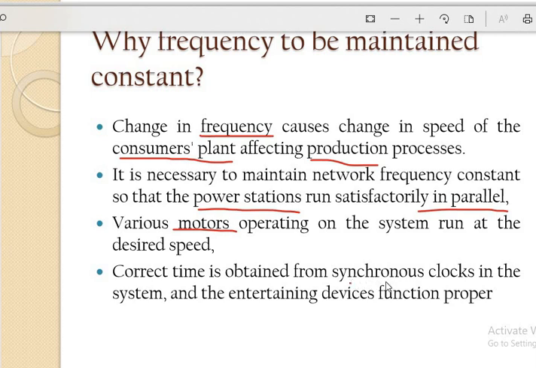In most of the plants there will be some clocks which are configured for our supply frequency. So for everything to function properly, most of the equipment, every clock, every timing system, is designed for a frequency of 50 hertz. So it is necessary to maintain our frequency as constant as 50 hertz.